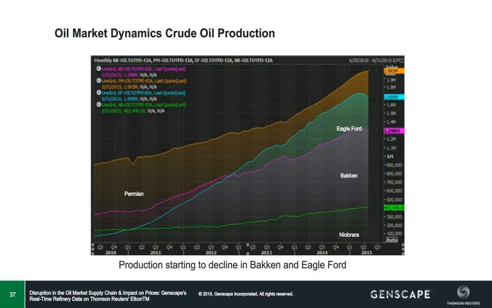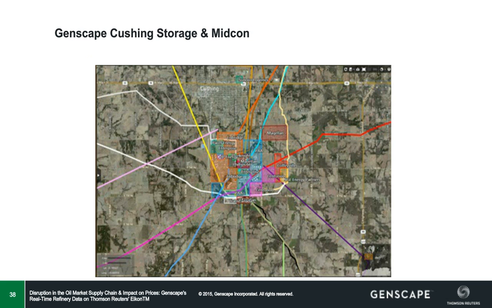Now, the flagship of Genscape products over the years has been our Cushing inventory and the associated Mid-Con pipeline product that flows in and out. We currently see approximately 86 million barrels of storage capacity at Cushing, Oklahoma. Currently, that storage is close to 67% utilized. If you look at the pipeline capacity, we monitor almost 96% of the pipeline capacity coming into Cushing and 87% of the takeaway capacity leaving Cushing.